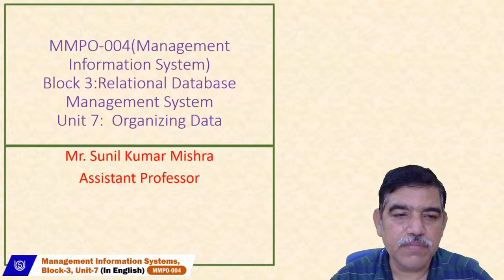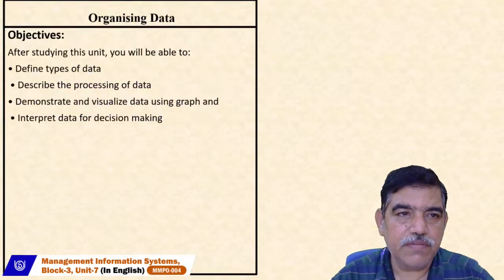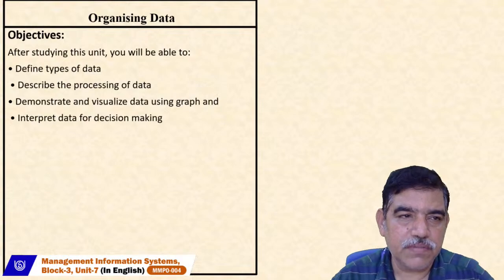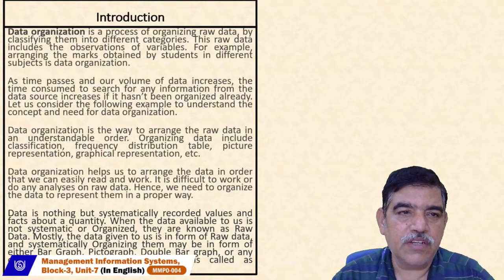Database management system, and how we collect the data, and how we clean the data, then we restore the data in the database. The main objective of this unit is that a student can learn the data and different types of data and the process of data, and demonstrate and visualize data using graphs, and interpret data for the decision making process. These are the basic objectives of the organization of data.